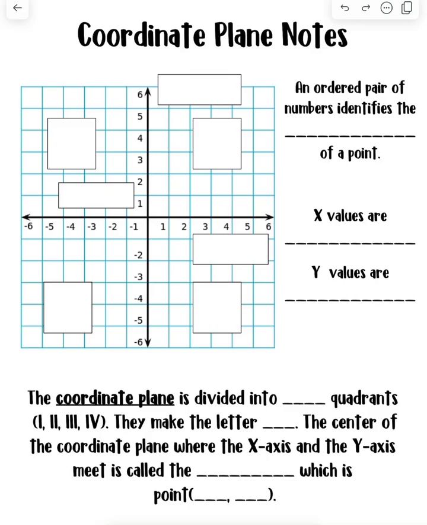Well, hello, sixth graders. Today we're going to learn about the coordinate plane. You learned this in fifth grade, but you only learned the first quadrant. So today we're going to add a little bit more. An ordered pair is the first thing we're going to talk about.